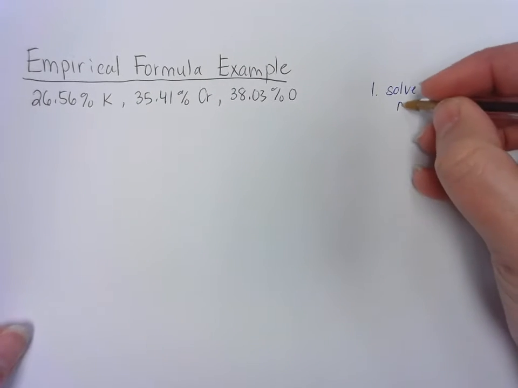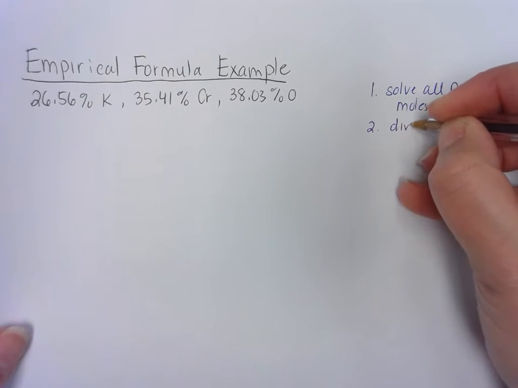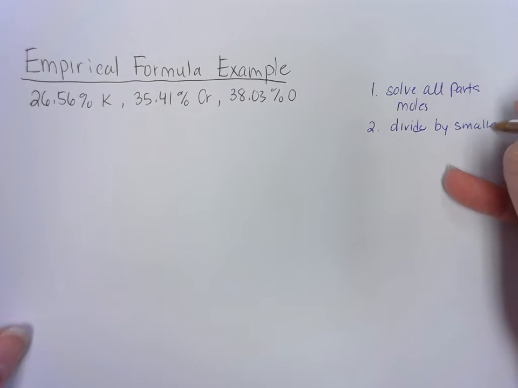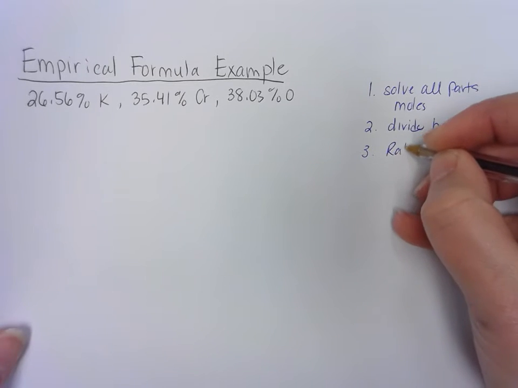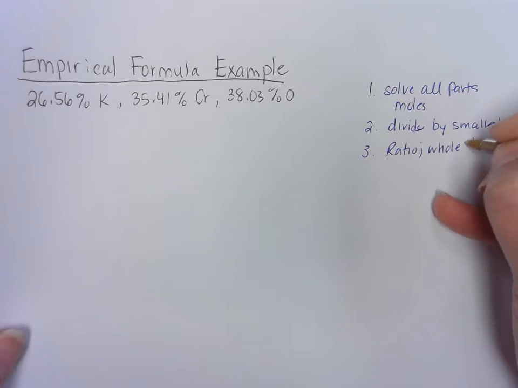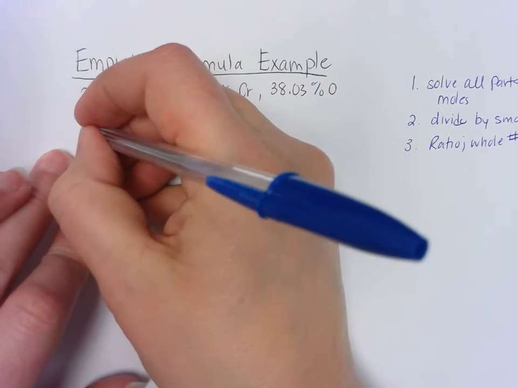For moles, we're going to then divide by the smallest number of moles, and then you need to find the ratio in a whole number. Okay, so that's basically the process. Alright, so at the same time, we're going to solve these all at the same time.